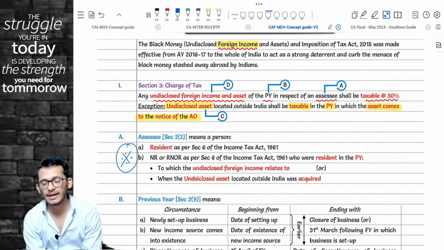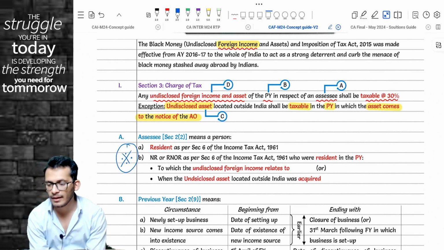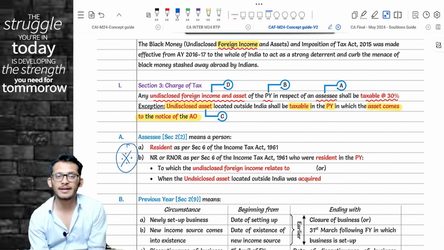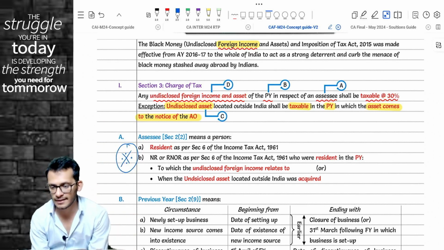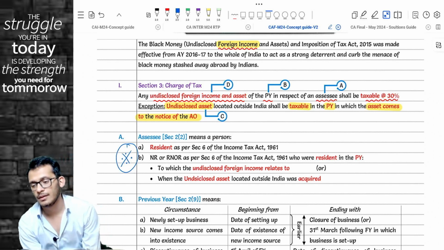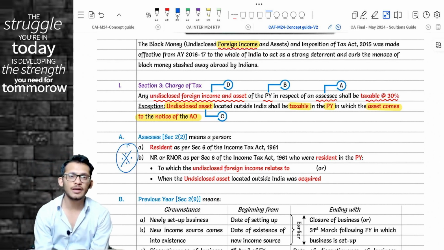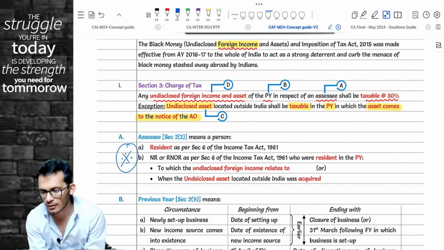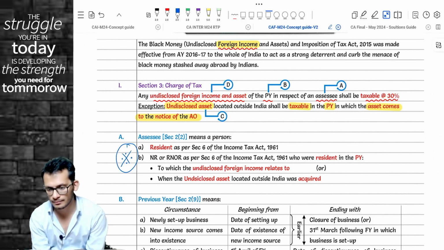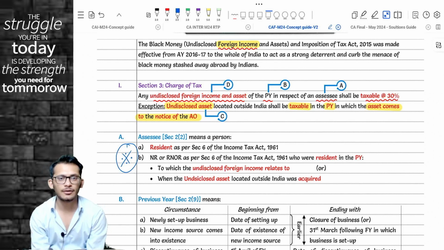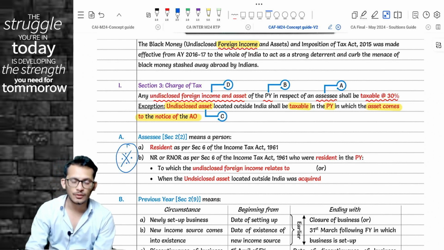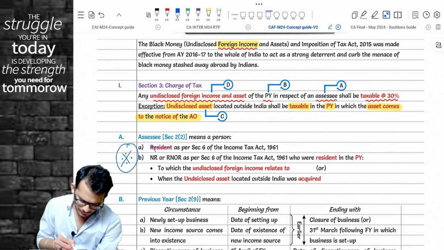It is applicable on foreign income, meaning income earned from outside India. Correct. Now imagine a scenario. There is a person sitting in a foreign country earning income from a foreign country. India will collect taxes? No. Obviously, it is talking about those people who are sitting in India and collecting income from a foreign country. Which means this section should only apply to a resident. Very good. Under the Black Money Act, an assessee only means a resident.